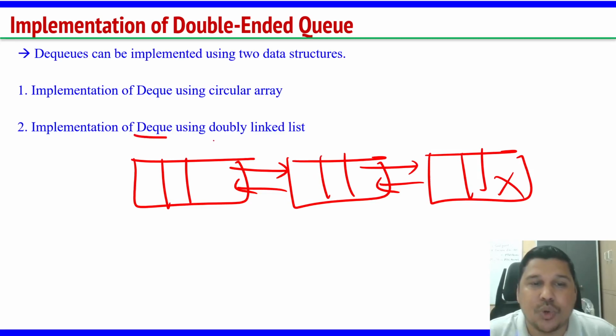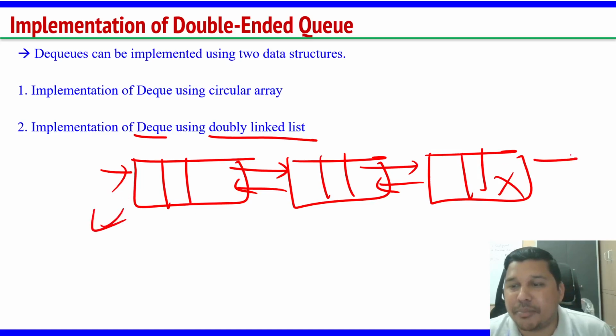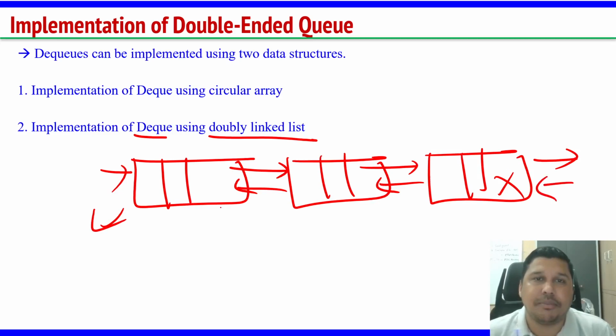Implementation of DQ using a double linked list is very easy, because inserting and deleting an element from the beginning is possible, and inserting and deleting an element from the end is also possible. If you want to implement a double-ended queue using a double linked list, we cannot use a single linked list here, because I want to come back as well as go forward.